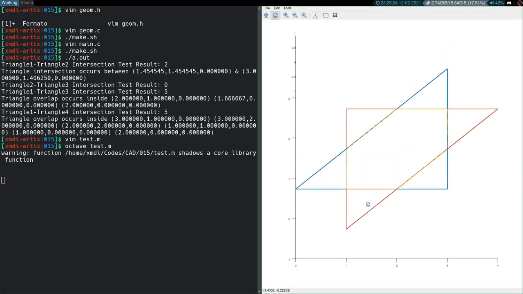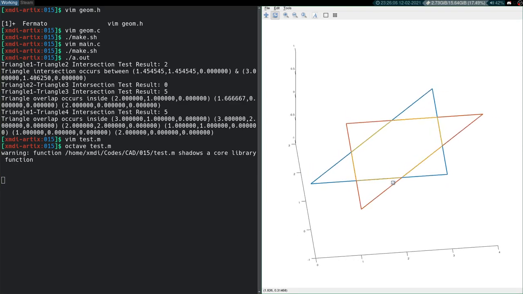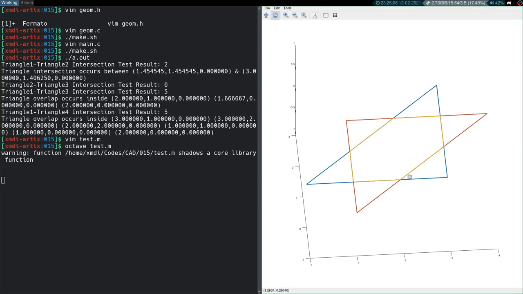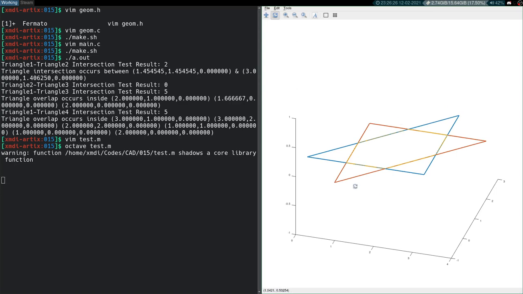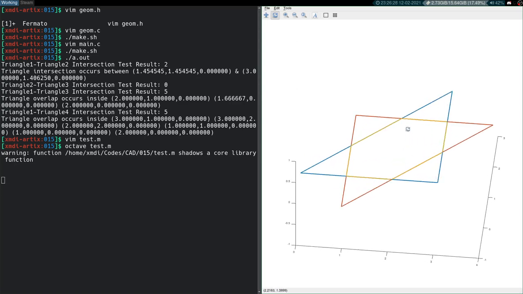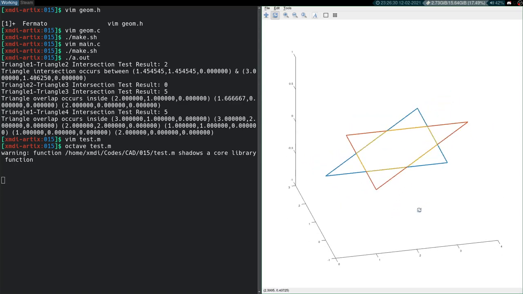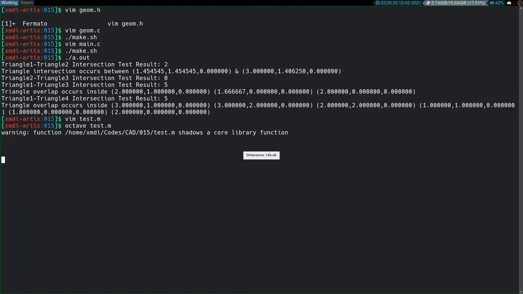Next, here's that Star of David thing. So there's 2 triangles here crossing in a hexagon sort of sequence. And again, this tests 2 things. It tests, can we compute the intersection points? But it also tests if we can reorder them in a way that puts them in a clockwise right-hand rule sequence. And it does. So the red triangle crossing over the blue triangle gives us this yellow hexagon, and everything seems to work just fine. So that's it.